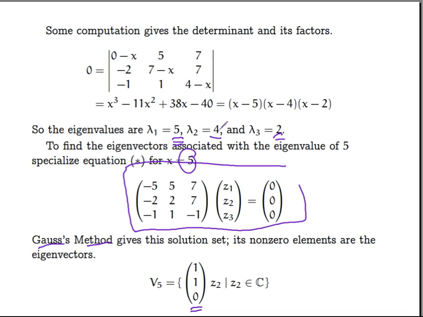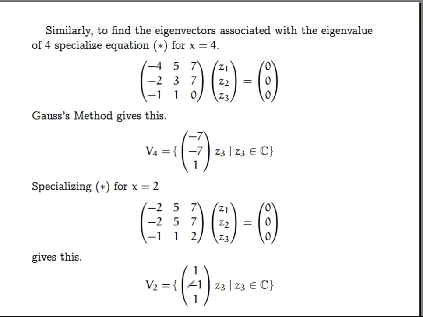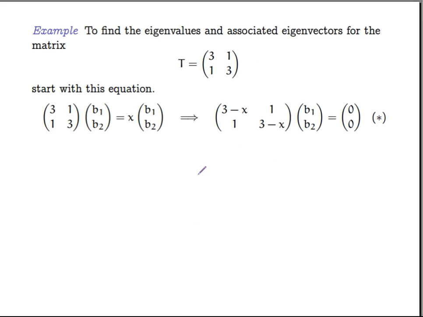Suppose we have eigenvalues and associated eigenvectors for this matrix. So let's start with the same equation. This is the equation that defines eigenvalues. Do the algebraic rearrangement that puts the x on the diagonal. In order to get the determinant equal to 0, we get some polynomial. In this case, the polynomial is a quadratic polynomial because the matrix was 2 by 2. It turns out that the two roots are x equals 2 and x equals 4.